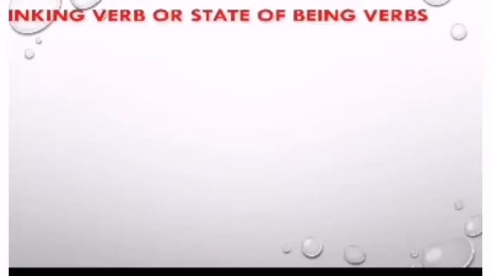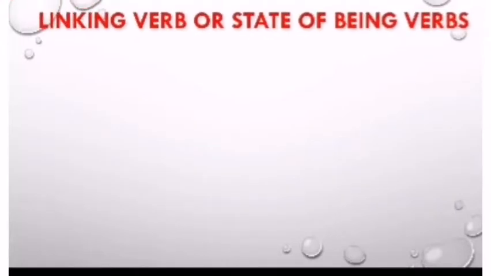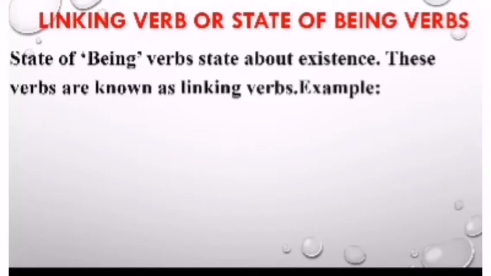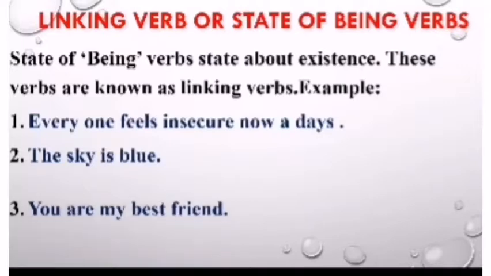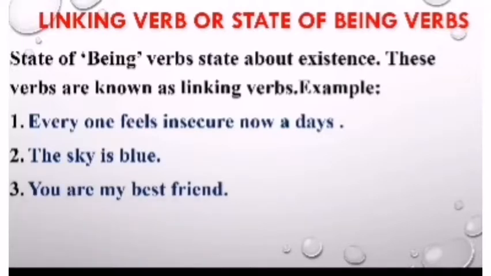Now let's have linking verb and define it. Linking verbs, the state of being verbs, are often about existence, the verbs that state existence. These verbs are known as linking verbs, right? Example, everyone feels insecure nowadays. Which one is the linking verb? Yes, feels. Next sentence, the sky is blue. Again, "is" is telling that it's existing, right? It tells about existence. You are my best friend. So here again the statement about existence is given there.